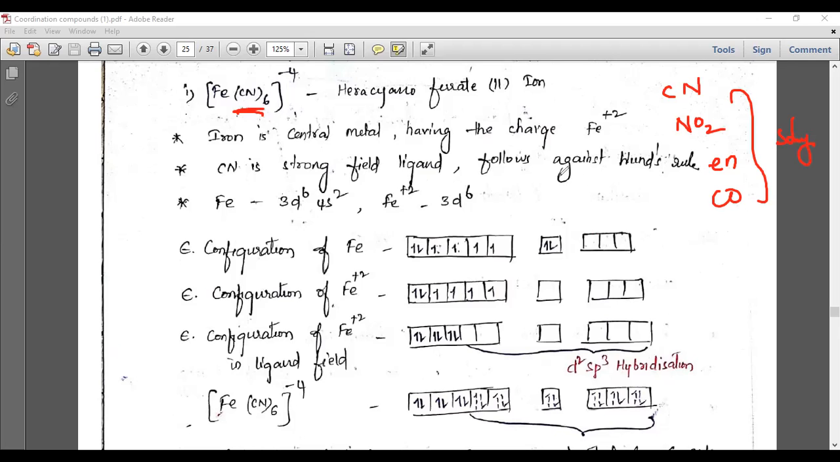Hund's rule is nothing, it is very simple. The electrons are like this, and they fill the orbitals like this. So I will show you how it follows Hund's rule.